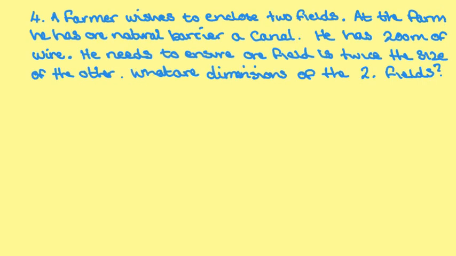Question 4. A farmer wishes to enclose 2 fields. At the farm, he has a natural barrier, a canal. He has 200 meters of wire. He needs to ensure one field is twice the size of the other. What are the dimensions of the 2 fields?